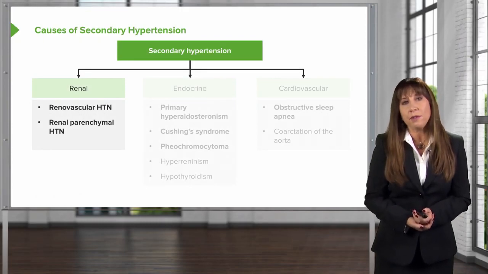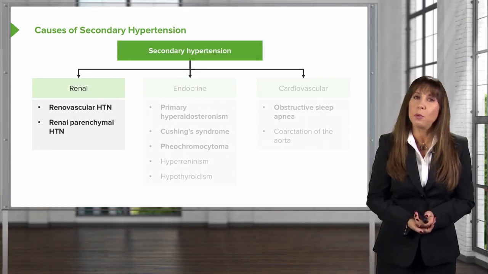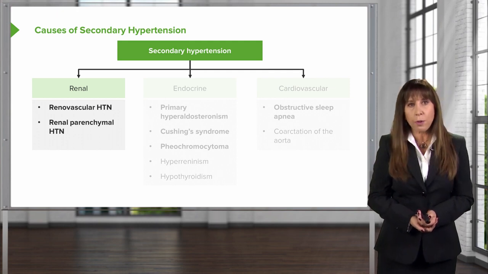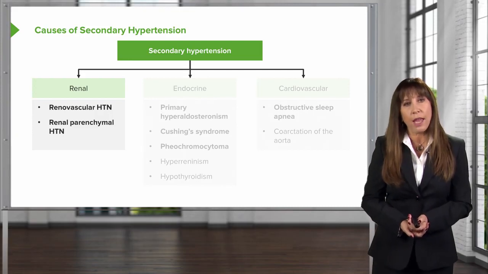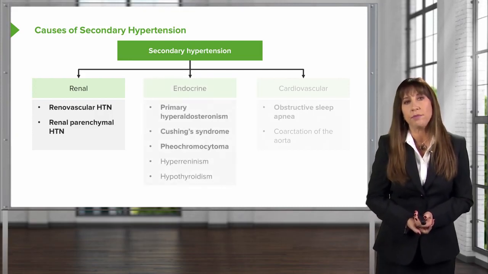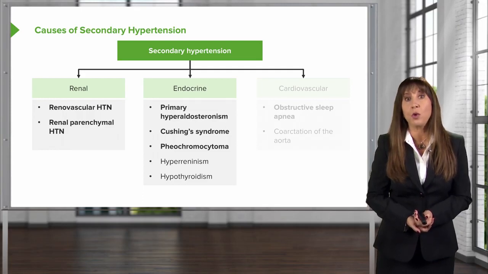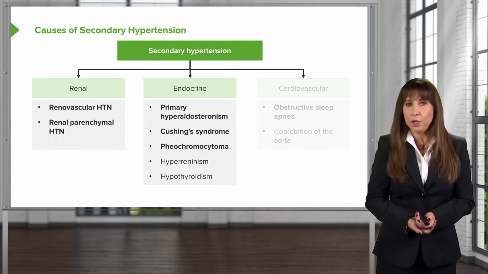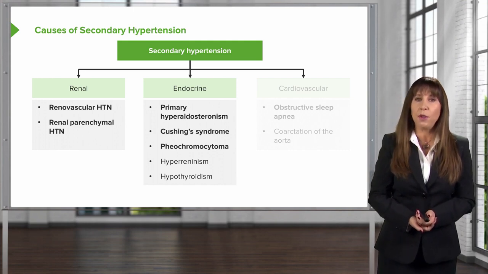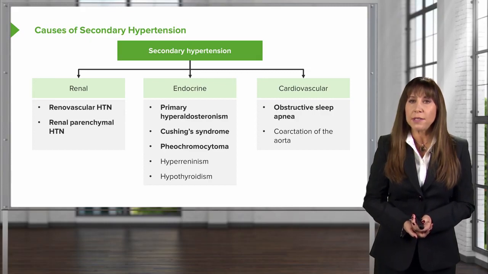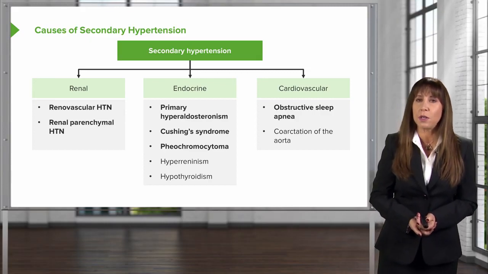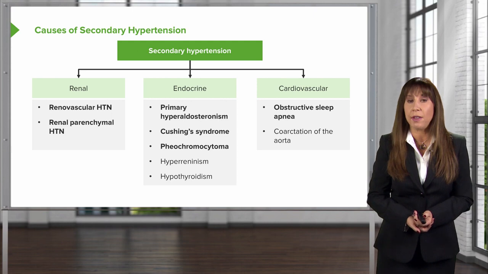When we think about the causes of secondary hypertension, it's easiest to group them into different categories. We can group them into renal categories. These are things like renovascular hypertension and renal parenchymal hypertension. Endocrine causes or endocrinopathies are things like primary hyperaldosteronism, Cushing's syndrome or Cushing's disease, pheochromocytoma, hyperreninism, and hypothyroidism. We can also have cardiovascular causes like sleep-disordered breathing with obstructive sleep apnea and coarctation of the aorta.